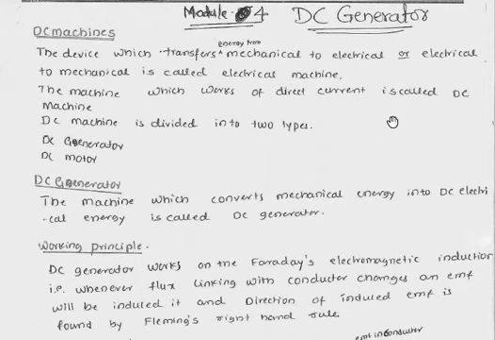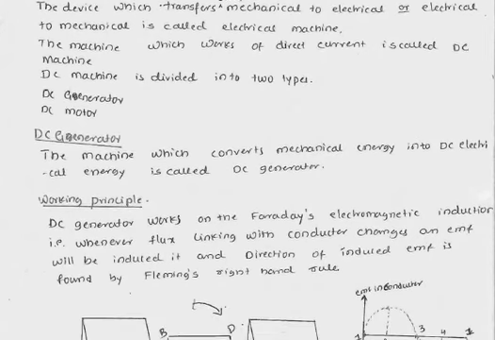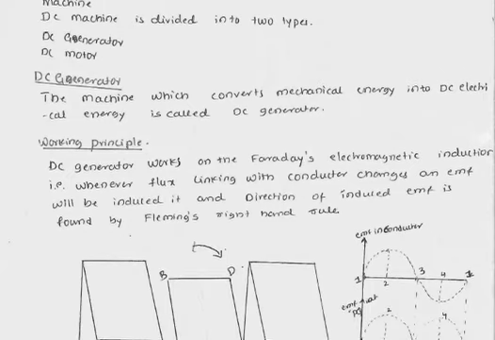And electrical machines are divided into two types. One is called a DC generator and one is a DC motor. In case of a DC generator, what is a DC generator? A DC generator is a machine which converts mechanical energy into DC electrical energy. That is called a DC generator. So what does the DC generator do? A DC generator will convert the mechanical energy into electrical energy.